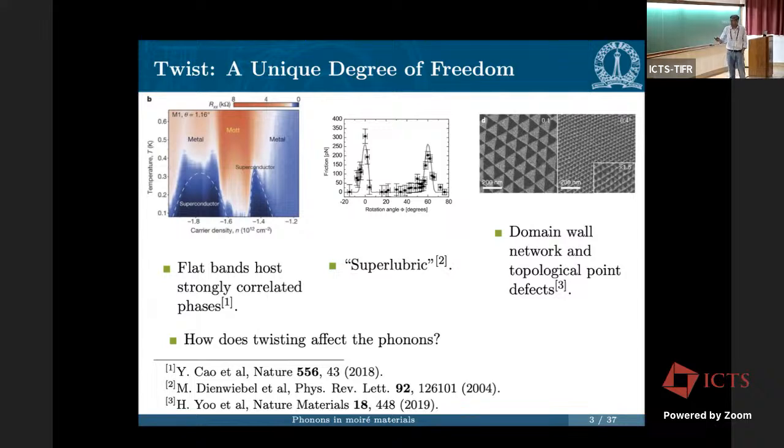And of course, there are all these by now very well known domain wall networks and topological point defects in these systems. So the question that we are asking is, this is structural, so it must have some origin in phononic properties as well. How does twisting actually affect the phonons in these materials?